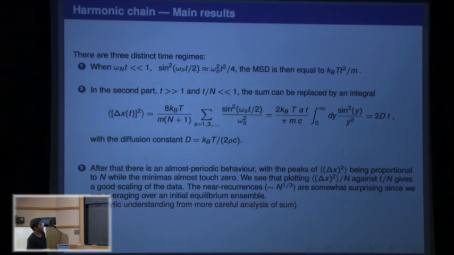Okay. And then there is this regime where you get almost near recurrences. Okay. So even though you start from a thermal distribution, when you plot delta x square, you find these near recurrences, and basically you have to examine this series carefully, and what we show is that actually the recurrences are not exact. The first recurrence actually scales with system size as n to the power 1/3. So this can be understood by carefully looking at this series. Okay, so these are the results for the harmonic chain.